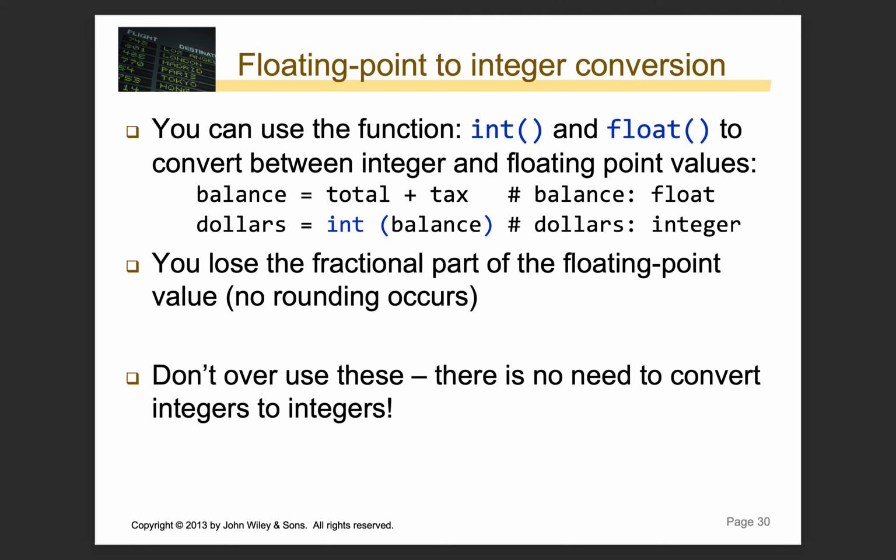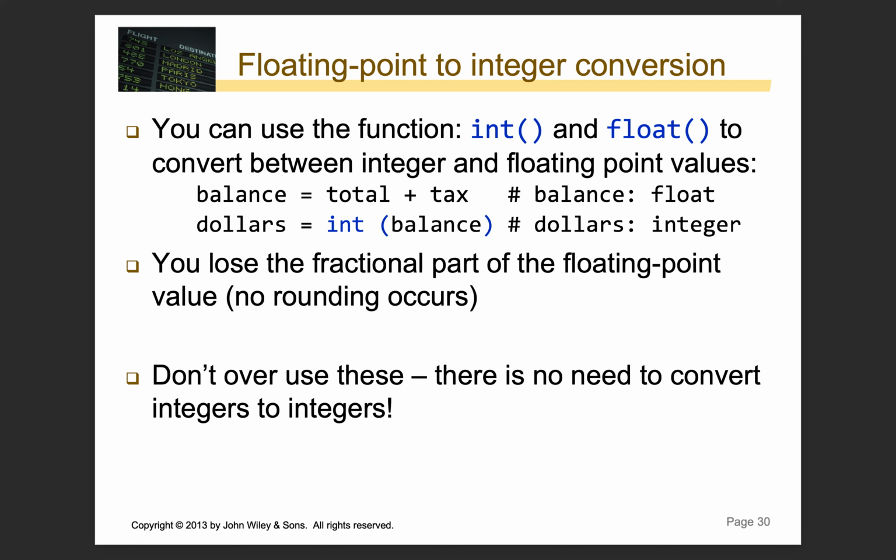There are more functions that we're going to get used to using, things like int and float. These are casting calls and convert between integer and floating point values. So let's say we had balance equals total plus tax, and balance is a floating point number. Then if we call the function int on balance, that's going to turn it into an integer type, and we can store that new value in the variable dollars.